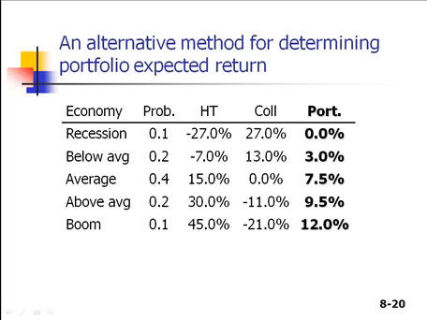Now what about the below average case? Well, let's take a look at that too. You would have still the 50-50 mixture of the 2 stocks in this portfolio, so 0.5 times negative 7% is negative 3.5%, and then 0.5 times 13% is positive 6.5%. So you've got negative 3.5, positive 6.5, that adds up to positive 3%. That's the portfolio return in this particular state of the economy.